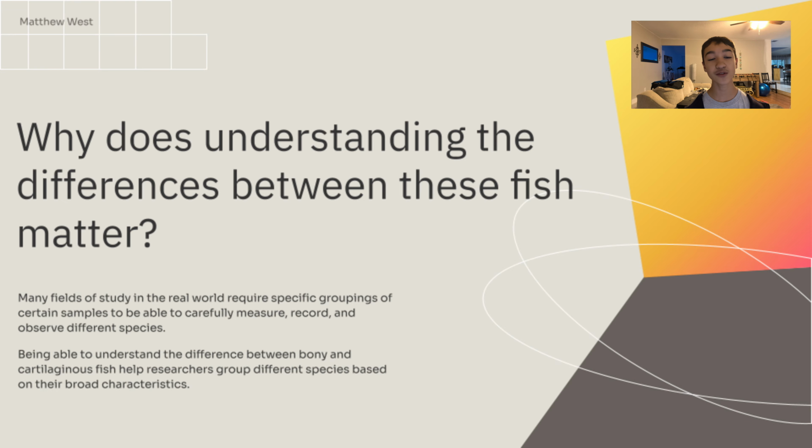Why does understanding differences between these fish matter? Many fields of study in the real world require these specific groupings, so you're able to carefully measure, record, and observe the different types of data, and being able to understand the differences between bony and cartilaginous fish can help researchers understand why they're getting different results for these different types of fish.